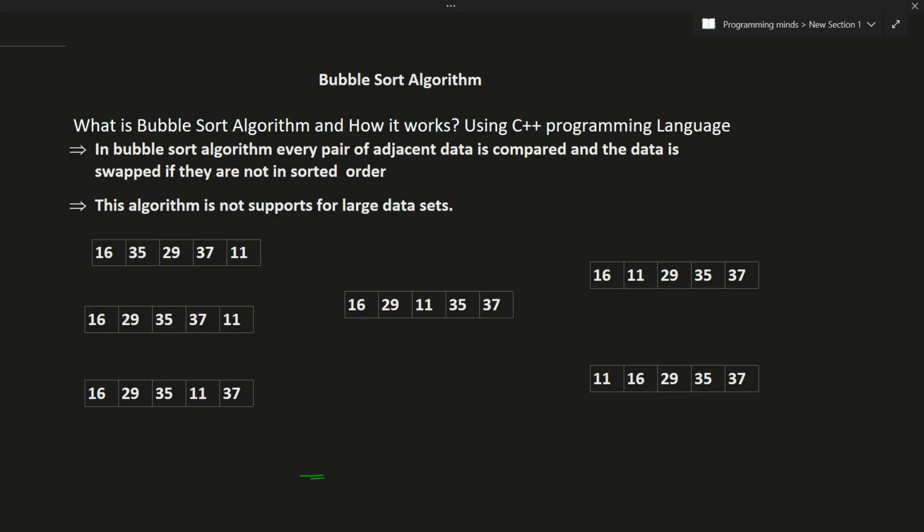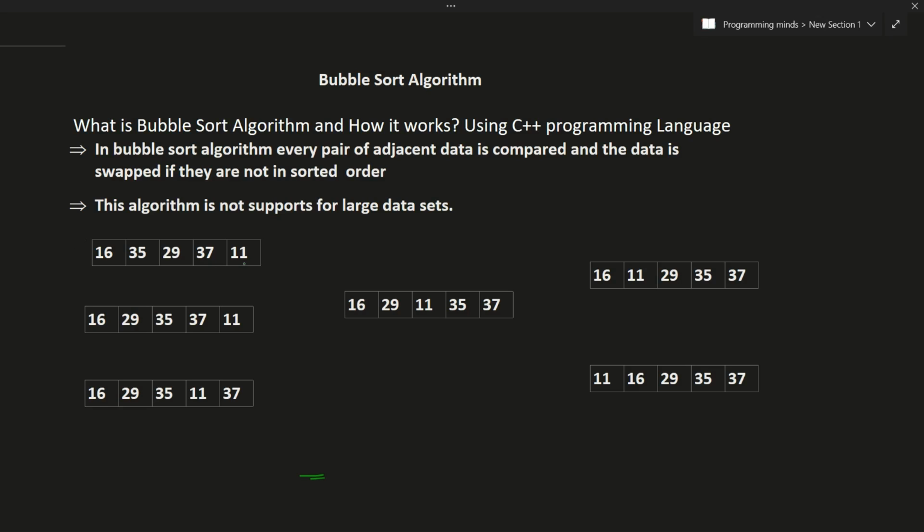So what is the bubble sort algorithm? In bubble sort, every pair of adjacent data is compared and the data is swapped if they are not in sorted order. This algorithm does not support large data sets. Let's assume we have an unsorted array with elements 16, 35, 29, 37 and 11.